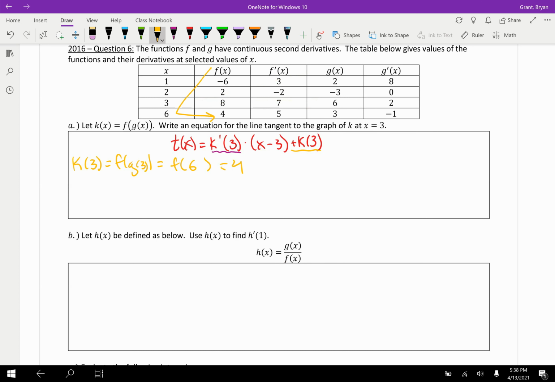We also need k prime of 3, but before we can find k prime of 3, we should probably find k prime of x. That makes sense, I think. And that is the derivative of k. This is our chain rule. F prime, keep the inside the same, but then we multiply by the derivative of the inside, which is g prime of x. And that tells us that k prime of 3, notice I'm using an arrow to connect these.